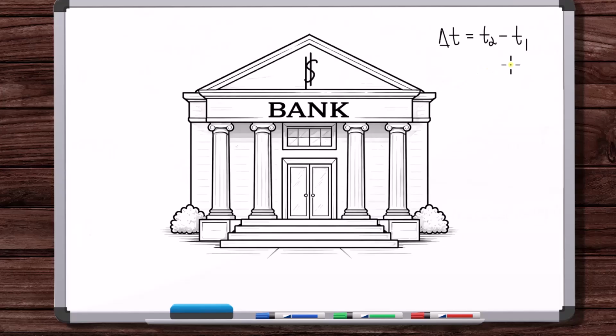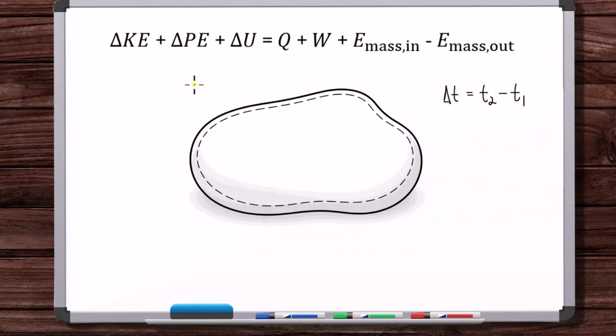Okay, so suppose you do this at time t1, you get some dollar amount, some single number, some single account balance, and you also do this at time t2. You get some other dollar amount, this single number. Well, the change in the account balance over the time interval delta t is simply the balance at time t2 minus the balance at time t1. Okay, and so it's the exact same idea with the first law.